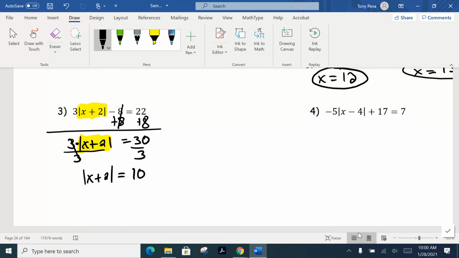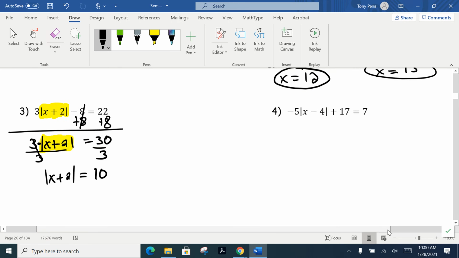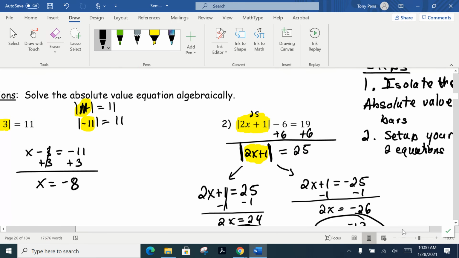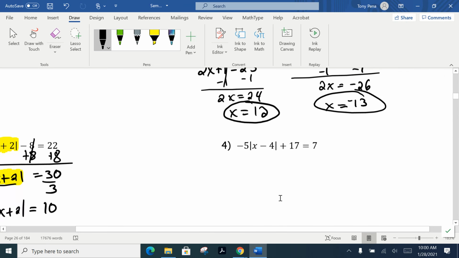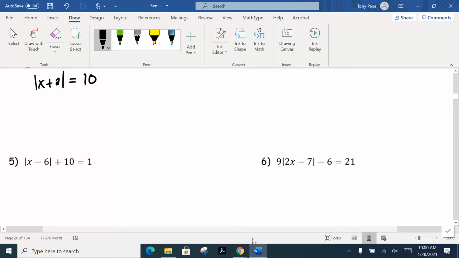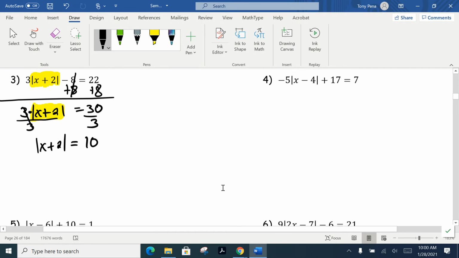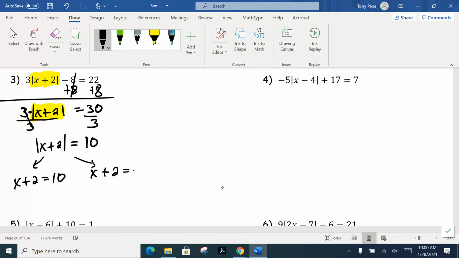A few more steps to do, but what we just did is we went through and did step number 1 that I told you to write down: isolate the absolute value bars. So once you've done that, now you're going to set up your 2 different equations. Our 2 different equations should be what would make x plus 2 equal a positive 10, and what would make x plus 2 equal a negative 10.